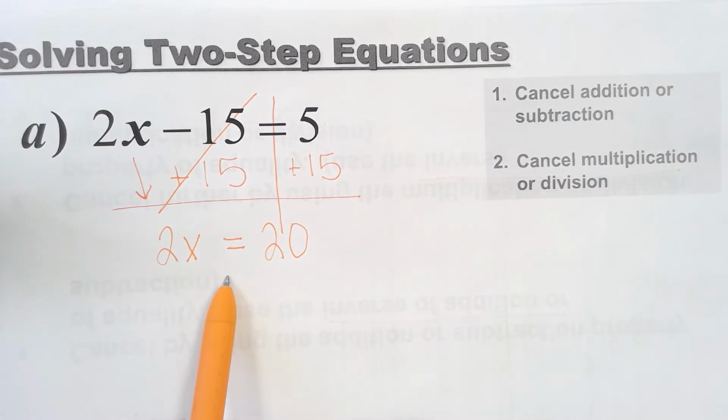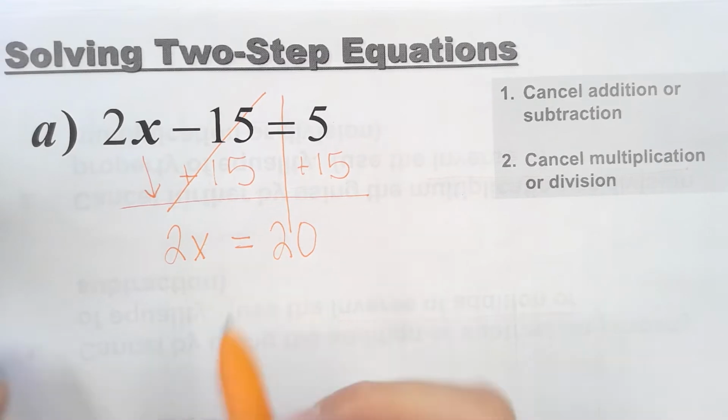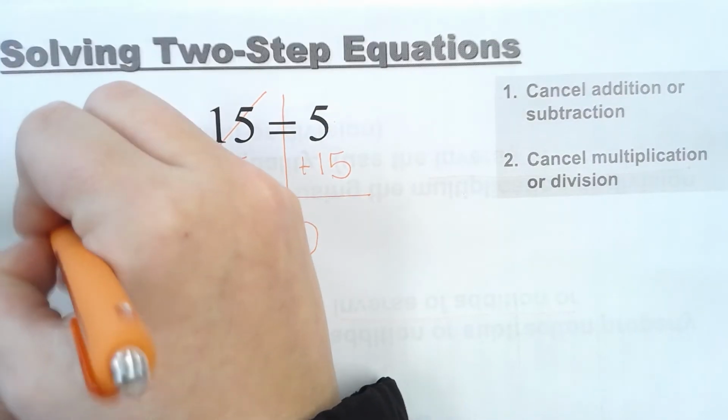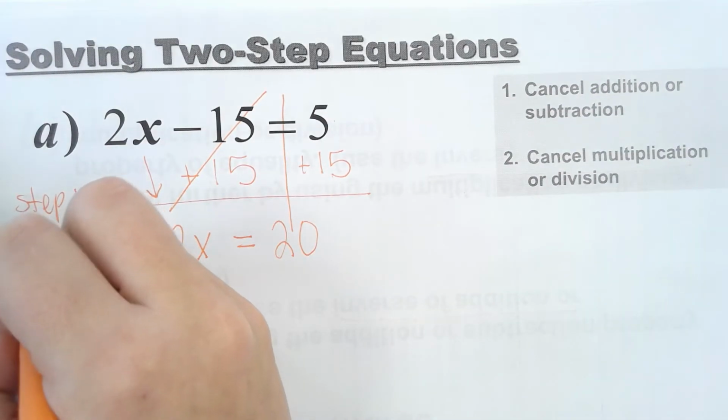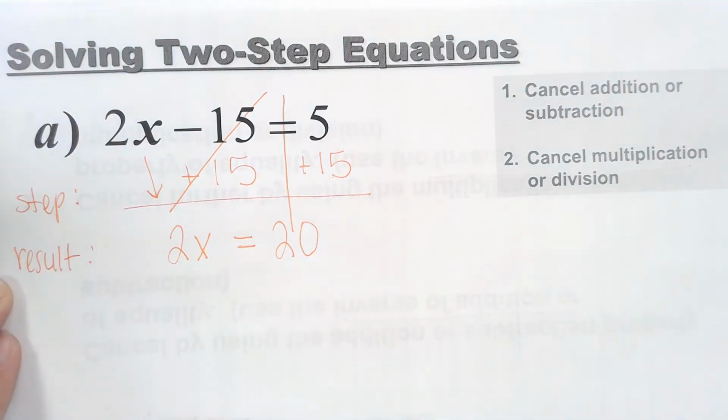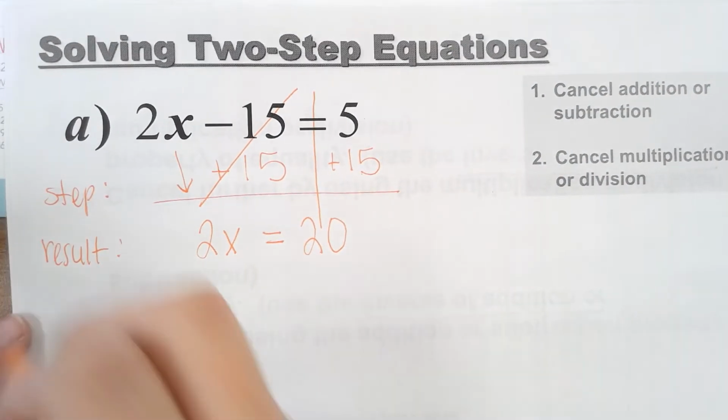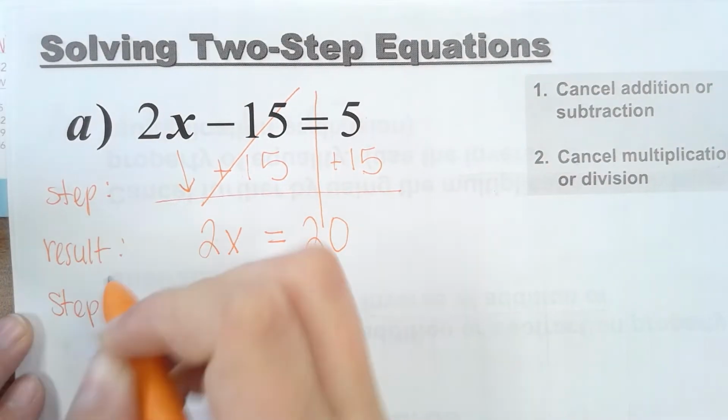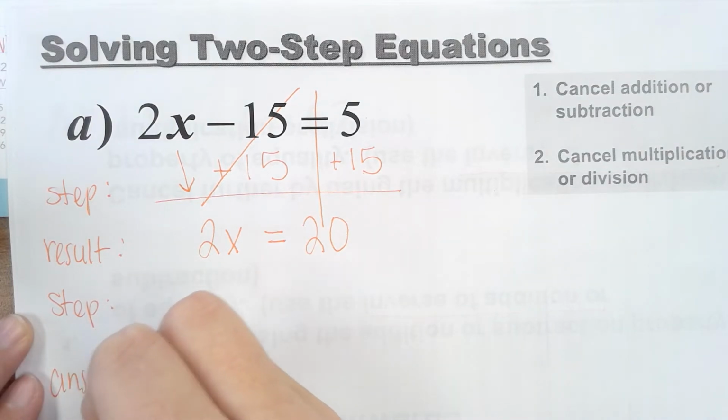Do you guys see how now we just have a one-step equation? So that's our process. Okay, so after we take our first step, we should get a result that is a one-step equation. So then we only need to take one more step to get our answer.